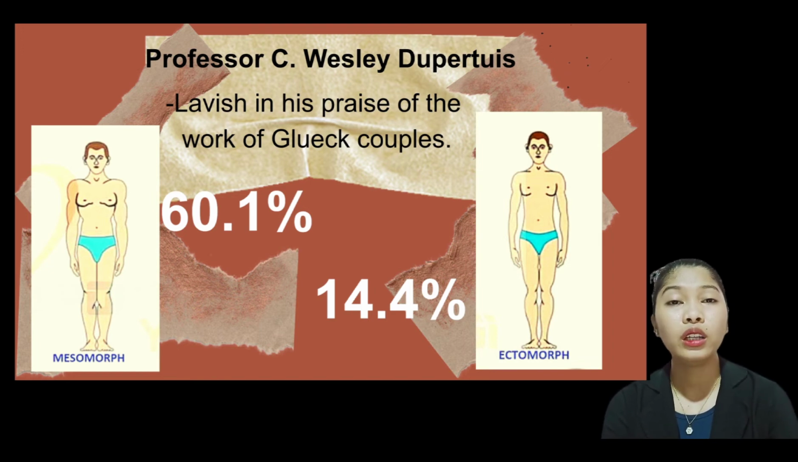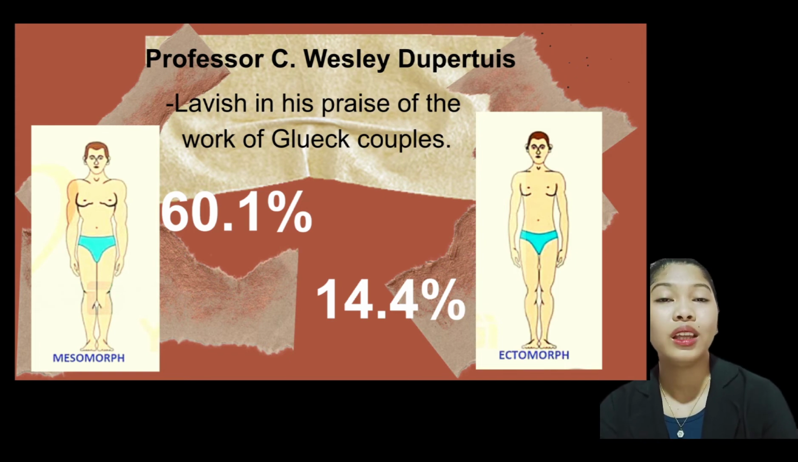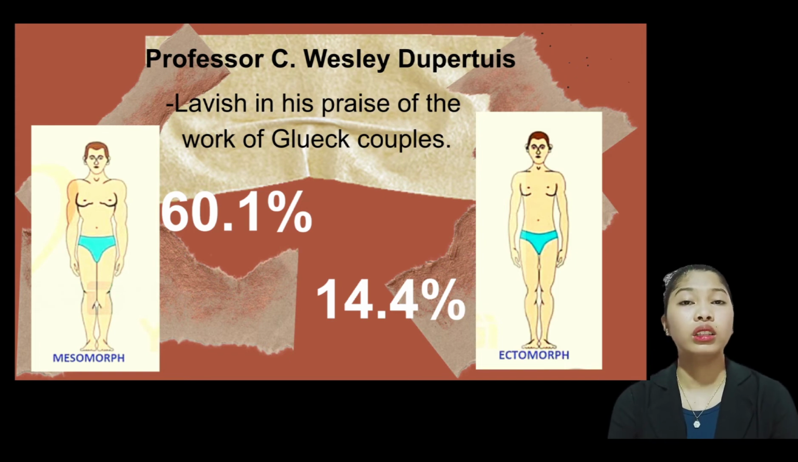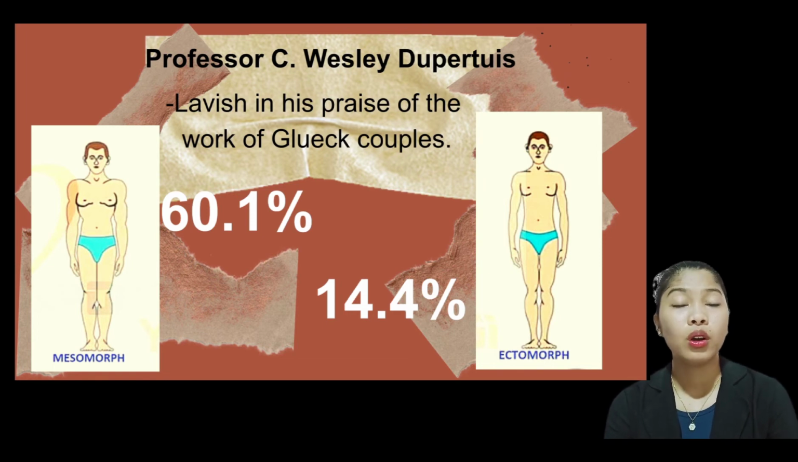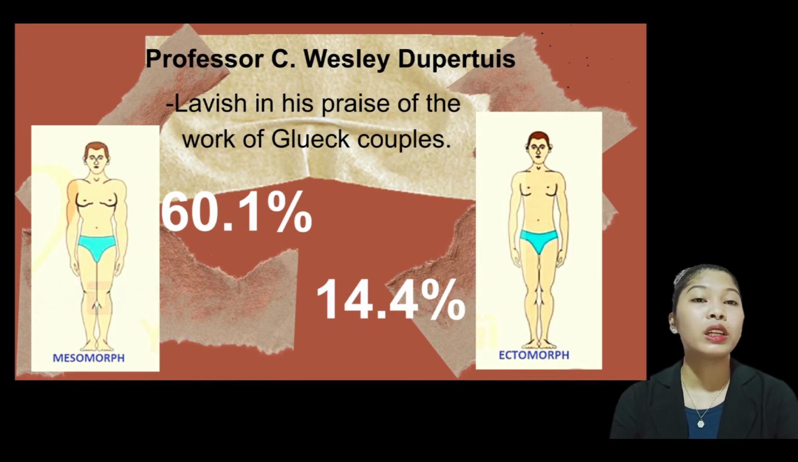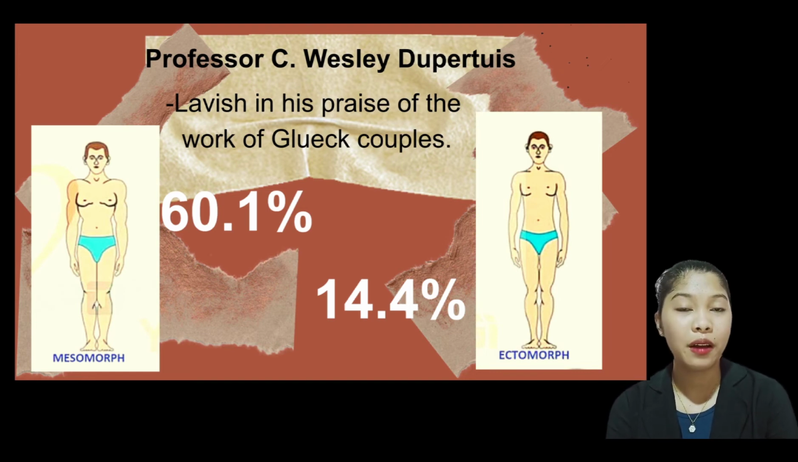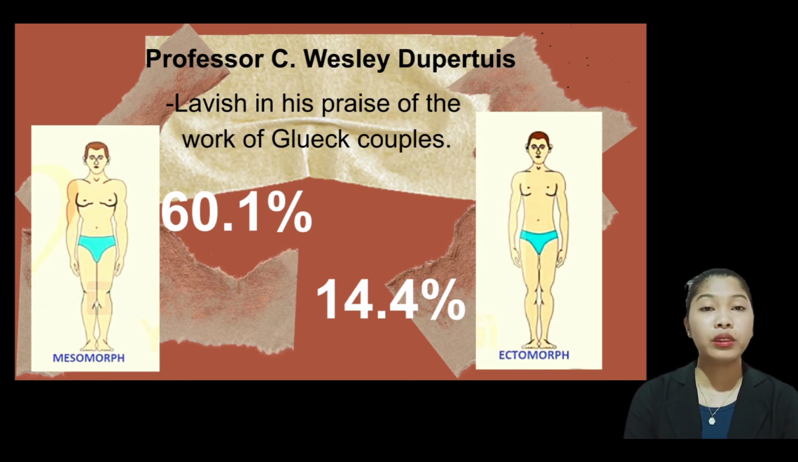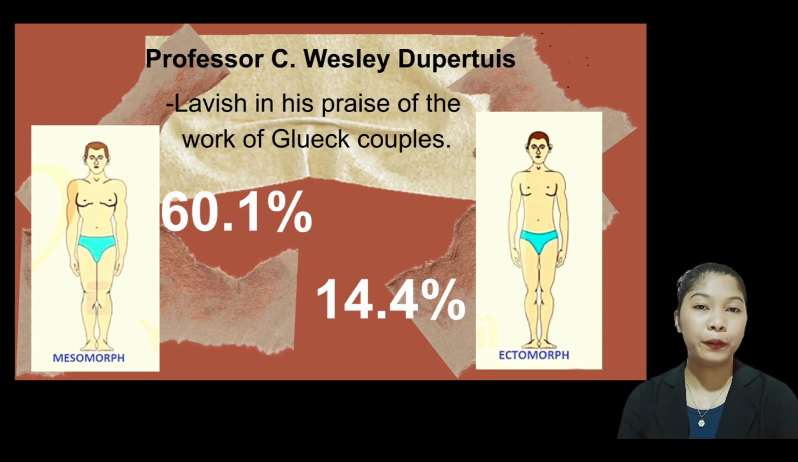According to the Gluecks, they found out that 60.1% of the delinquents were mesomorph, with relative predominance of muscle, bone, and connective tissue, and 14.4% of the delinquents were ectomorphic, with relative predominance of linearity and fragility in proportion to their mass, with the greatest surface area, and hence relatively the greatest sensory exposure to the outside world. The mesomorphic, the muscle man, is the most delinquent, most likely to commit crime.